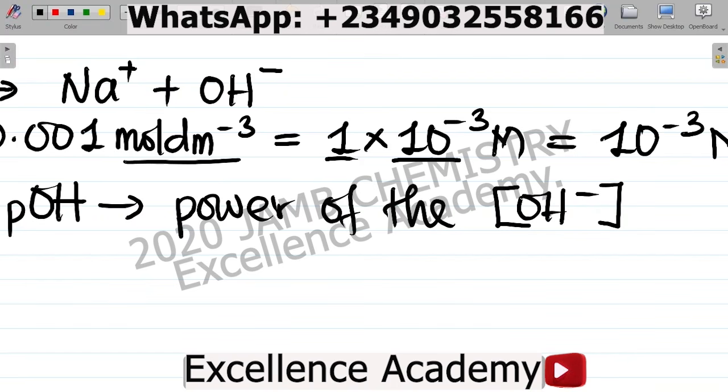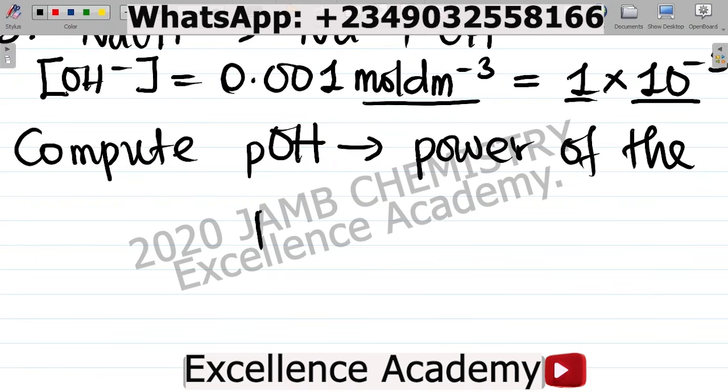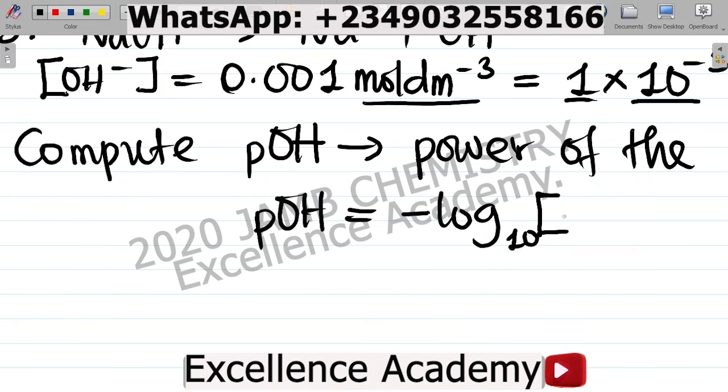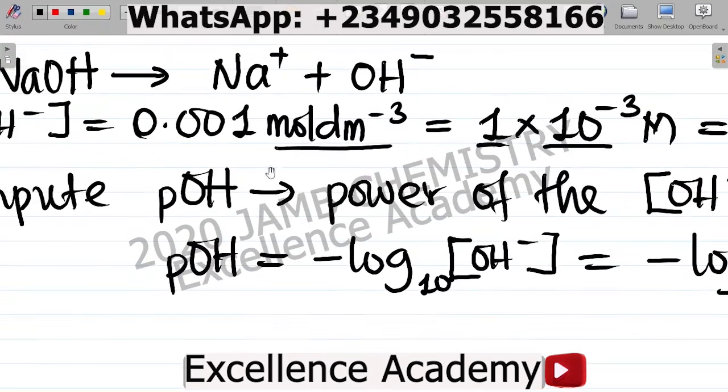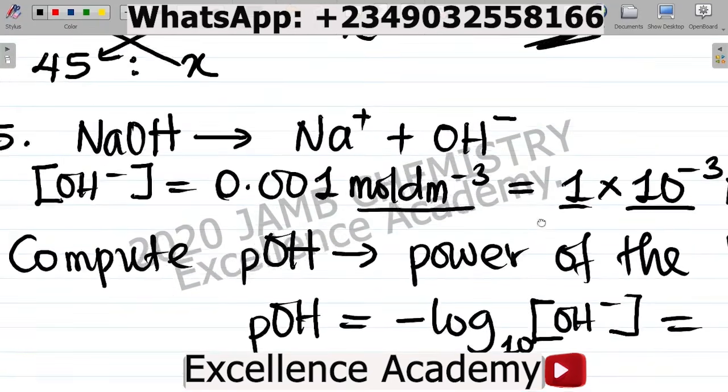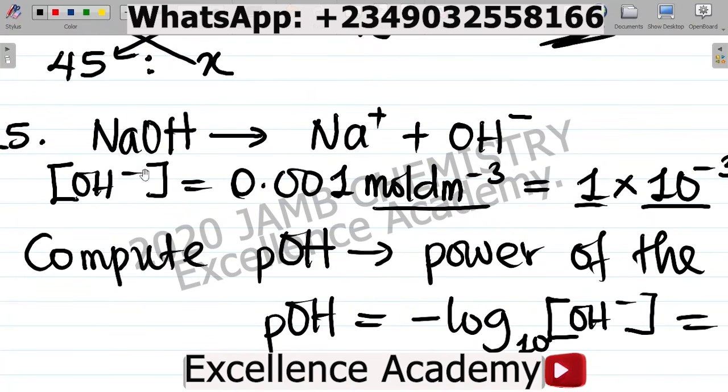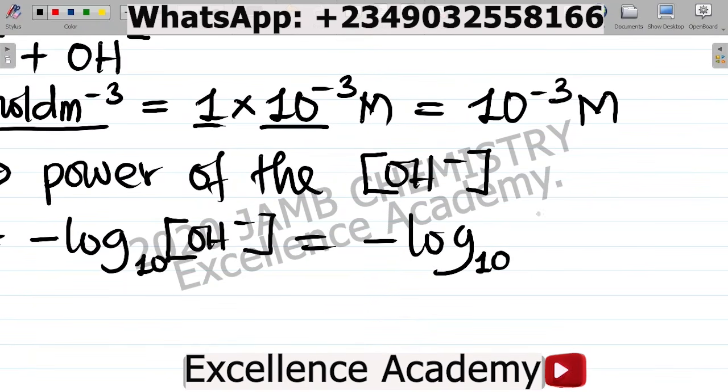So let's compute this. And how do we compute this? You want to note that the power of the concentration of hydroxide ion is equal to, the formula is negative log, of course, base 10, of the concentration of the hydroxide ion. Let's fix in values. This is equal to negative log to base 10, and then this value is what we already got here. The concentration of the hydroxide ion is 10 to the power minus 3.